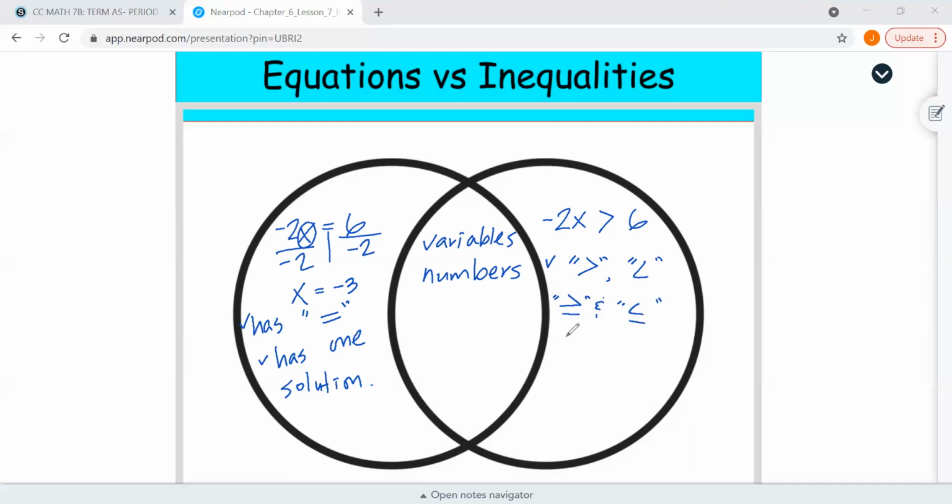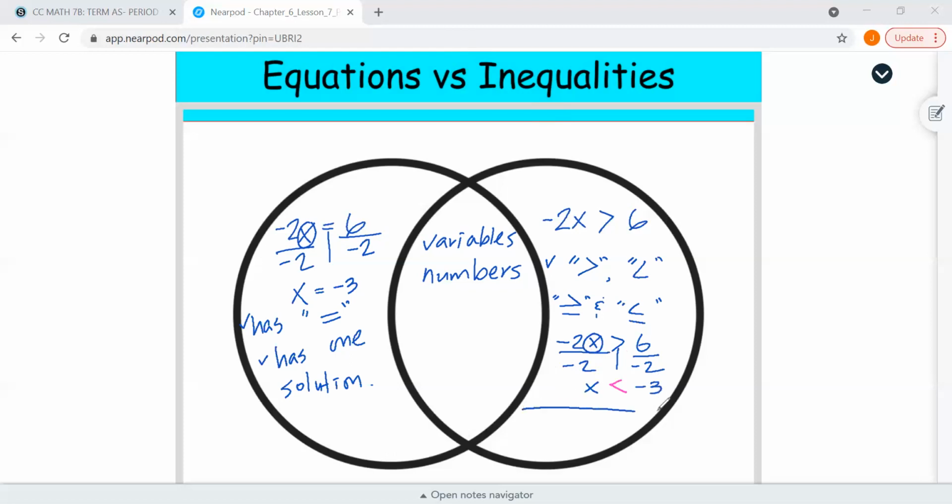Okay, so if we solve this inequality, we solve it the way we just solved an equation, so divide by negative 2. But inequality has a special rule, which is when you either multiply or divide by a negative number, like this one, you have to reverse the sign. So here you have to reverse the sign. So x is less than negative 3.